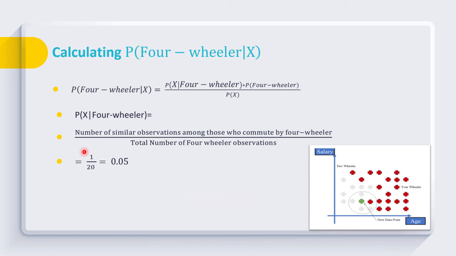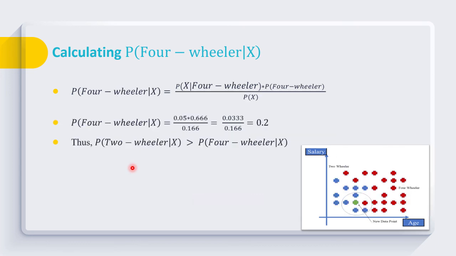So it will be 1 divided by 20. So number of similar observations among those who commute by four-wheeler is 1, while total number of four-wheeler observation are 20. So it is 1 divided by 20, which is 0.05. So we have calculated all these values. So let's put all these values, which is 0.05 multiplied by 0.666 divided by 0.166. When we solve it, the final value obtained is 0.2.